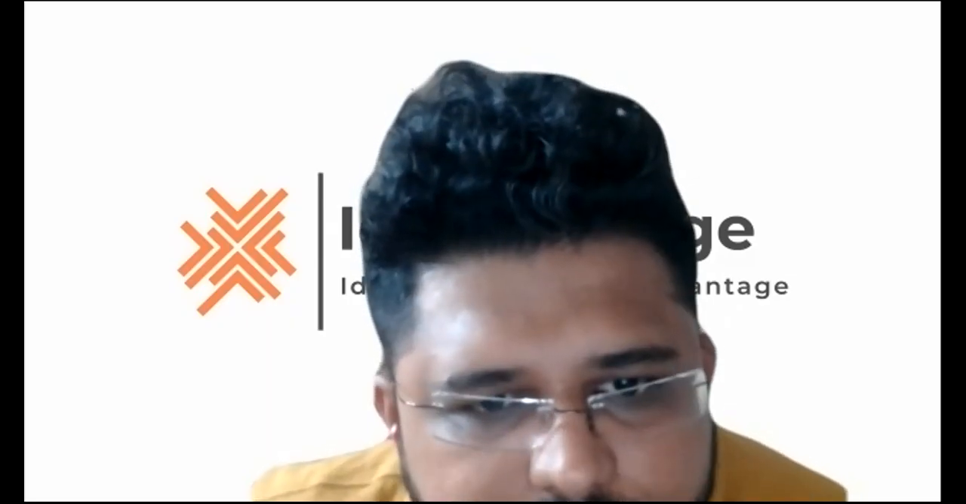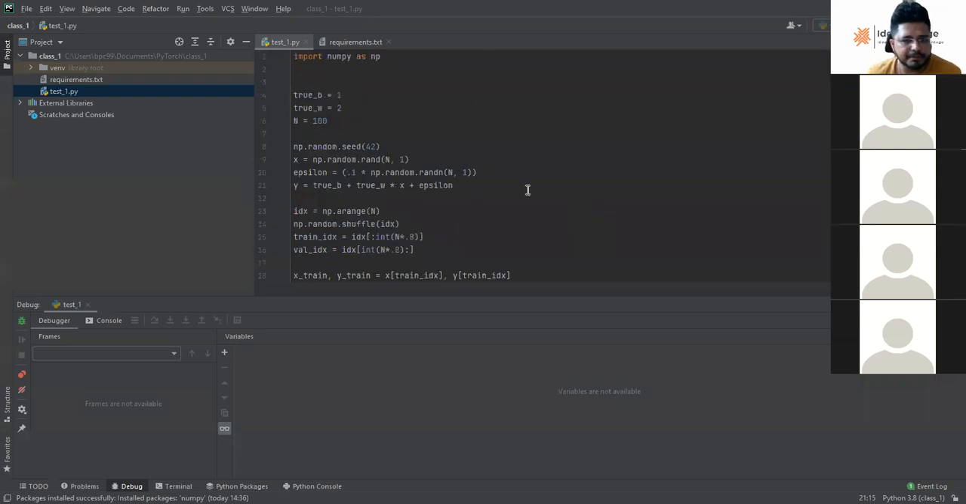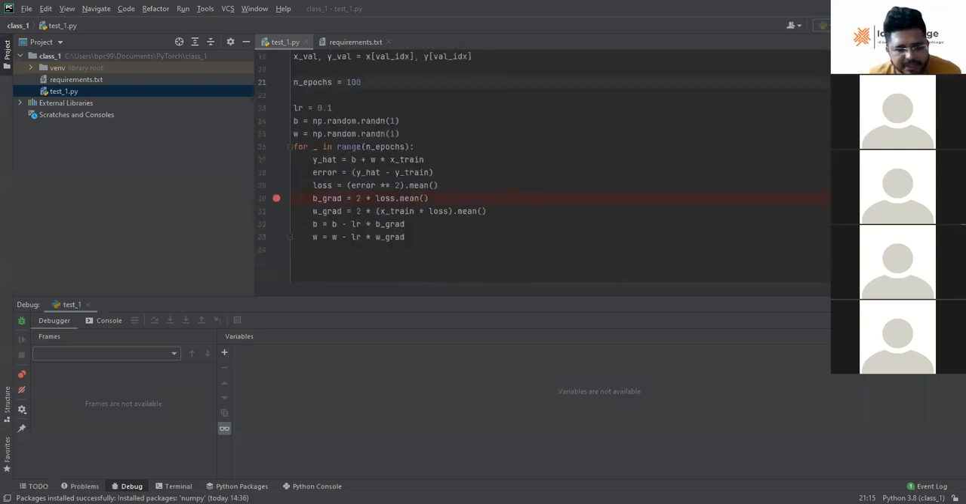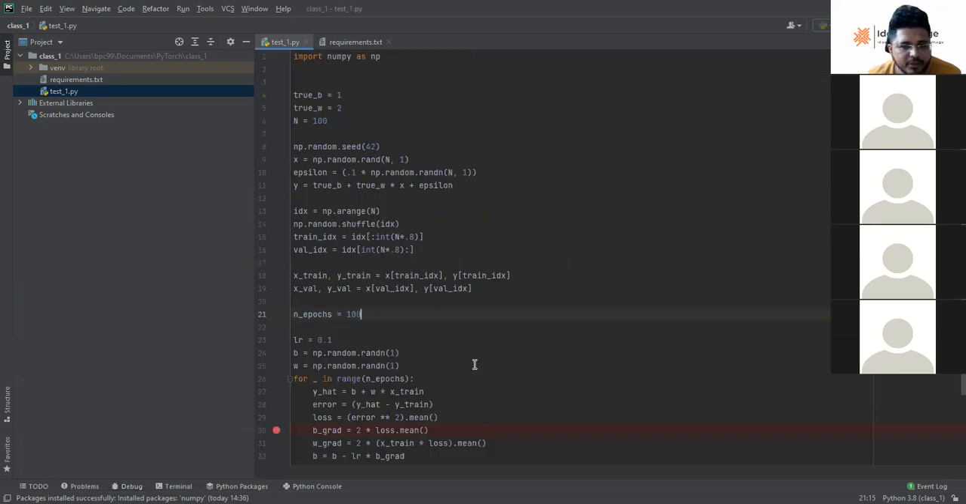So this is our NumPy deep learning with a single layer, which is also called linear regression. If you imagine a neuron, X is coming in, its weight is W, the bias is B, and the error is epsilon, and the output is Y. So this is a single layer neuron.